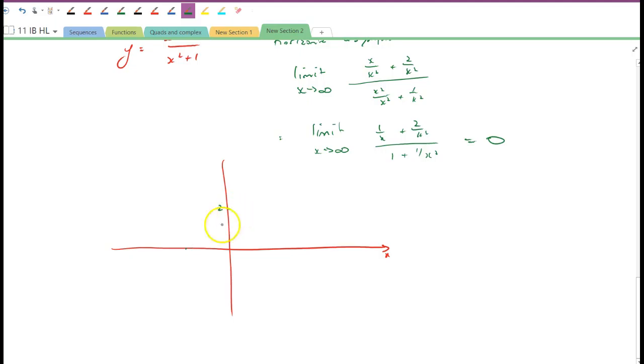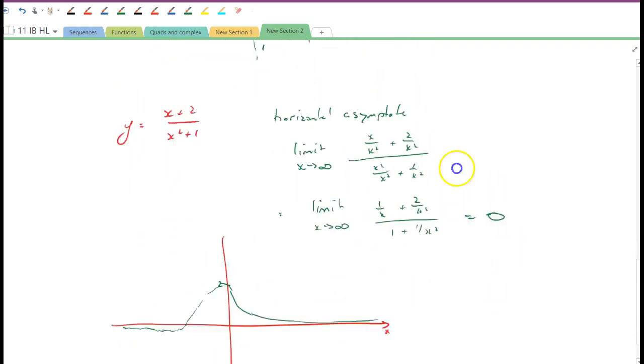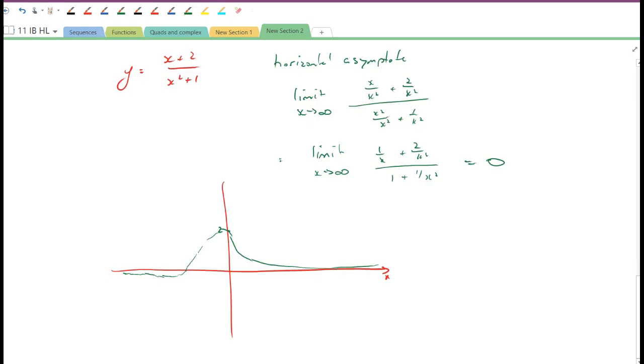So I suspect we've got something like this happening, where it comes through, goes through there, but back and around, and heads back up towards the x-axis in there, somewhere like that. That would probably be the sketch. No other way really of forming that.